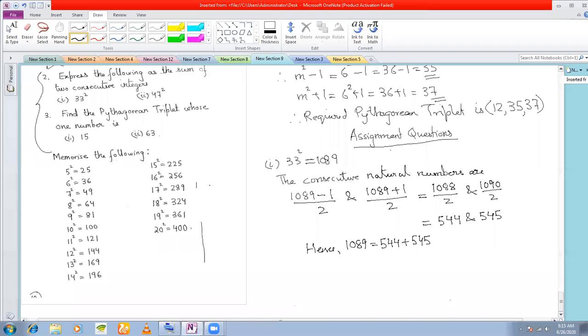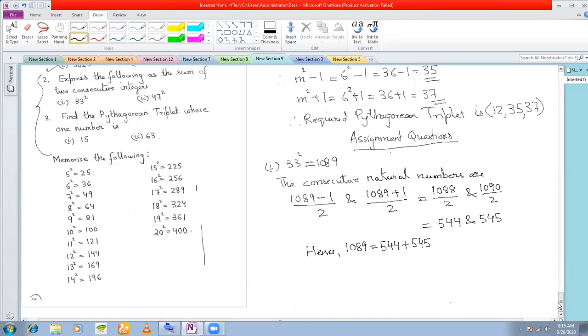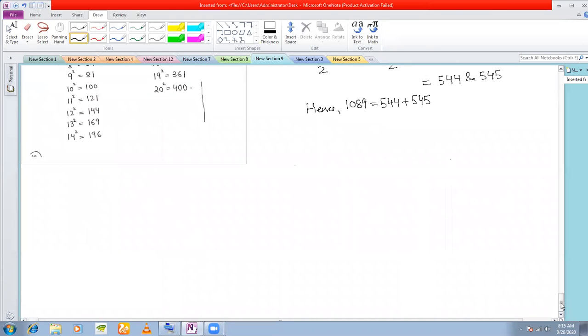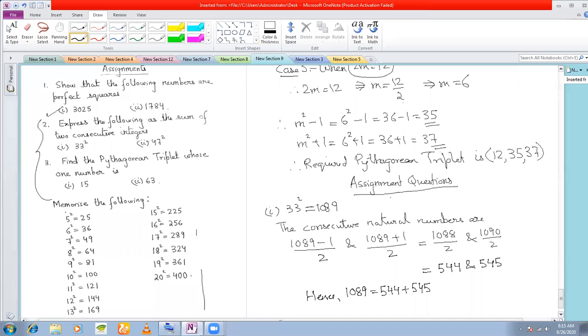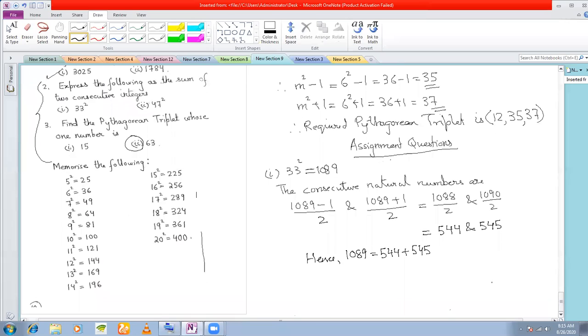The next question is, find a Pythagorean triplet whose one number is 15. So I'll do one and the other you can do on your own. One number is 15. There are two parts. I'll do the second part, this one, 63. Find a Pythagorean triplet whose one number is 63.